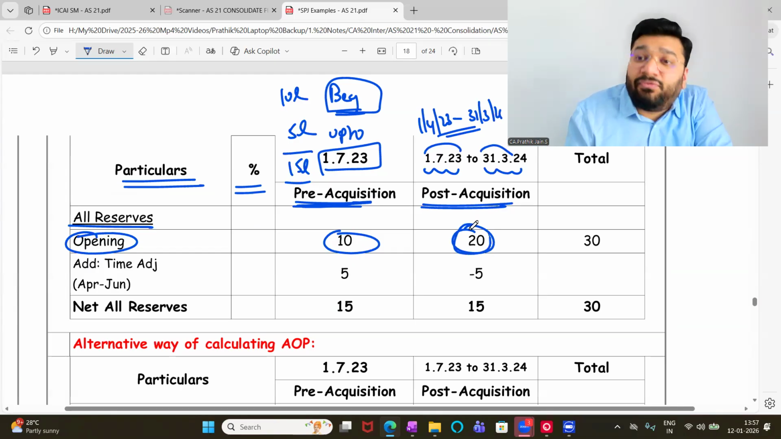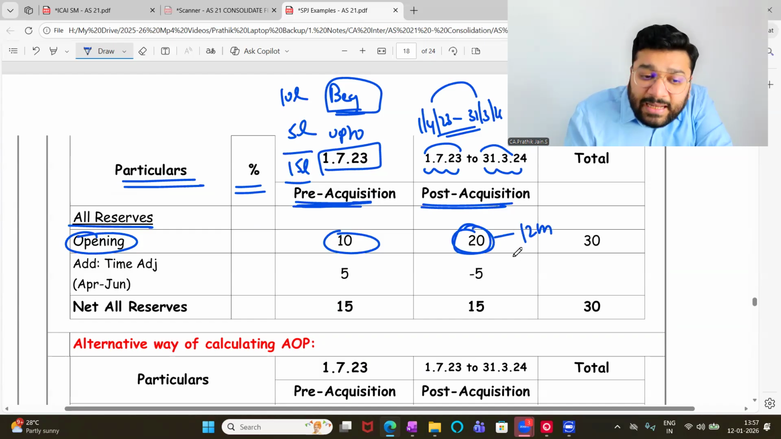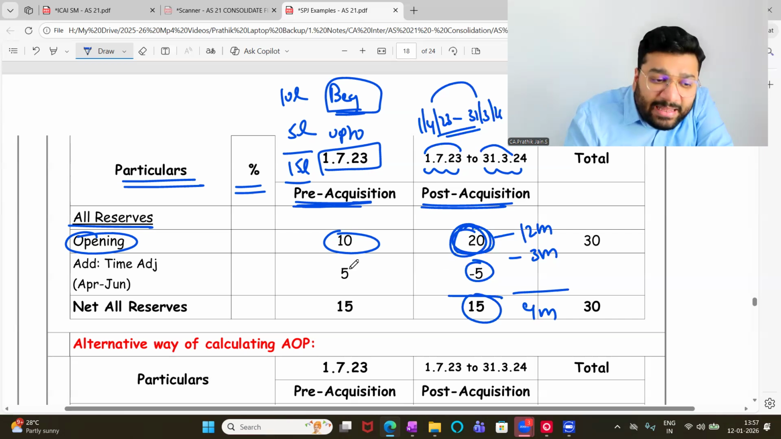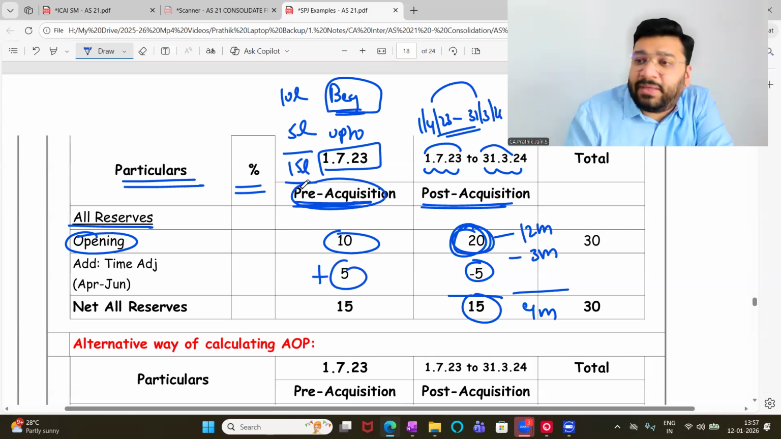But here I've taken the full 20. Full 20 is for the entire 12 months. This 20 lakh rupees is profit for 12 months. From that, I need to eliminate profit for the first 3 months, so that I get the profit for the remaining 9 months. That's what I've done. From 20 lakh, I'm removing the first 3 months' profit, which is 5 lakh. So what is my post profit? 15 lakh. And this I'm adding where? I'm adding in the pre-acquisition period. So April to June profit is included in post, so I'm removing from post and adding in the pre part.